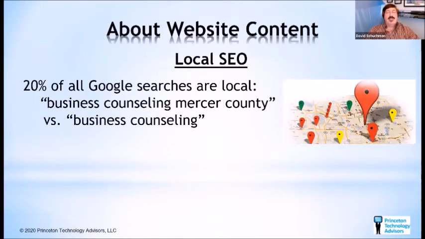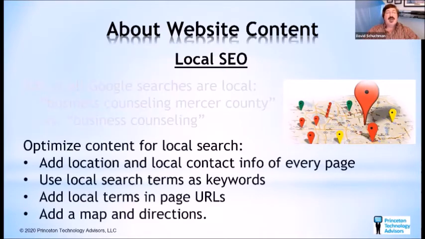So 20% of Google searches are local, and I gave some examples right here. It's more likely someone will be putting in business counseling Mercer County instead of just business counseling. And if you're wondering why this is important, you may have turned on certain apps or websites and it asks if it can know your location. So it wants to know where you are, so it can serve up relevant results to your queries. So you want to optimize your content for the local search.